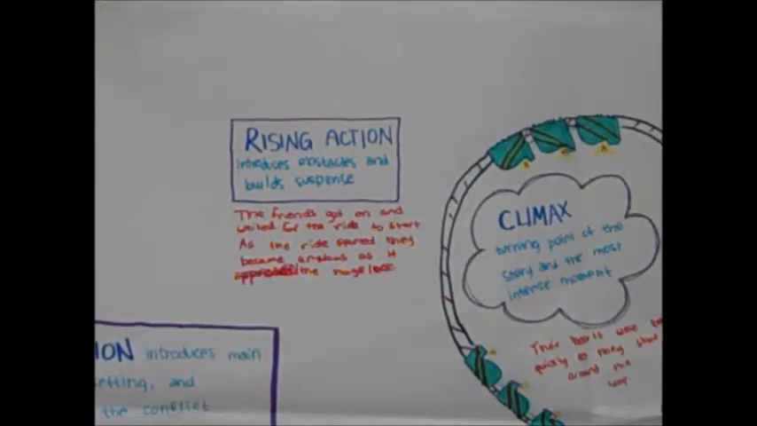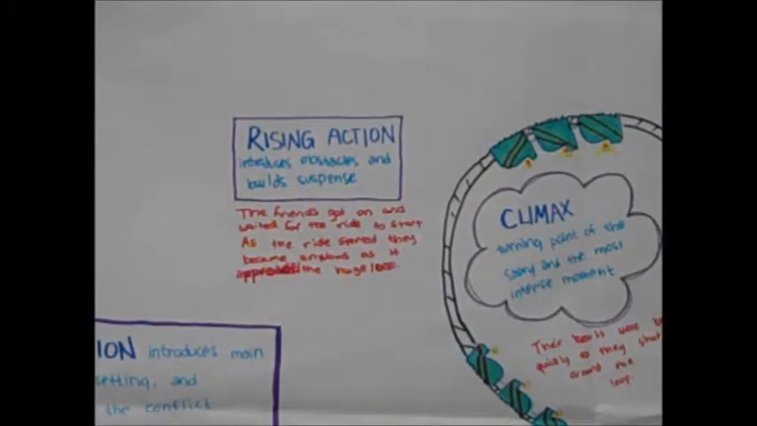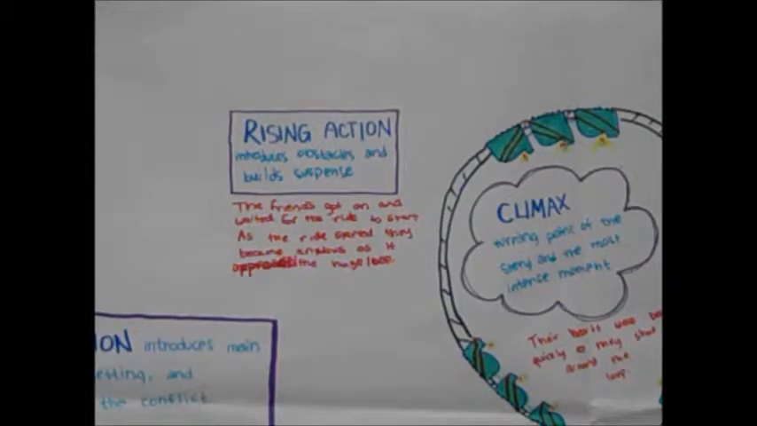As we go up the loop to rising action, they said the friends got on and waited for the ride to start. As the ride started, they became anxious as it approached the huge loop. I like this conflict because it's an internal conflict. A lot of times when we think of conflict, you think someone getting in a fight or having an argument, but having anxiety about getting on a ride is a really good example of conflict.